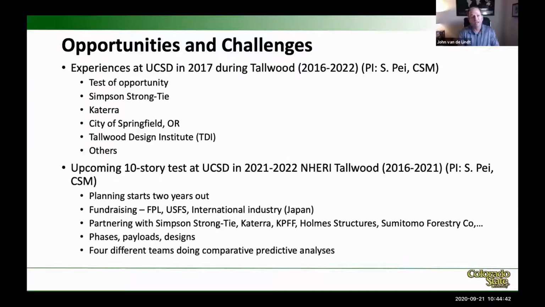And then I just want to mention that there are phases. We have a payload from Michigan Tech that was funded by NSF, and they'll be doing about a week's worth of testing, things like that. And as was mentioned, there are 4 teams. Safety is key. There are 4 different teams doing comparative predictive analysis: one industry team, one team in Japan, and 2 teams within the NSF-funded portion of the project, all doing analysis and comparing and making sure that we can predict.